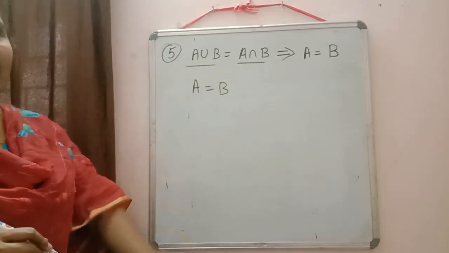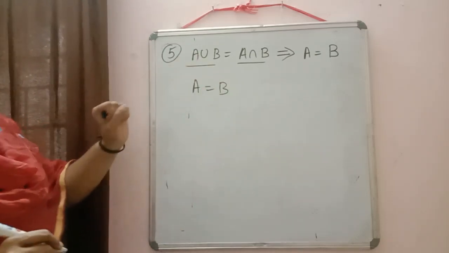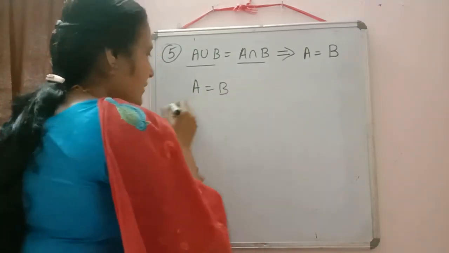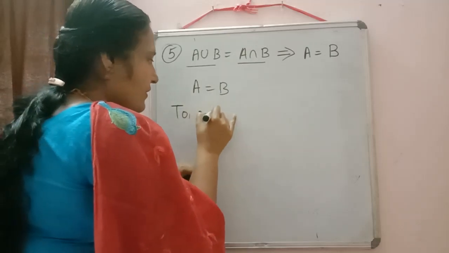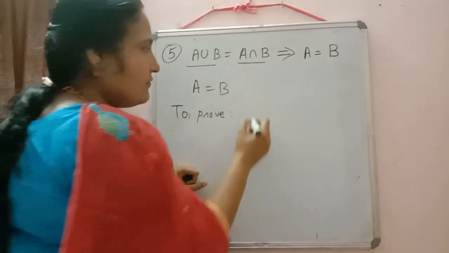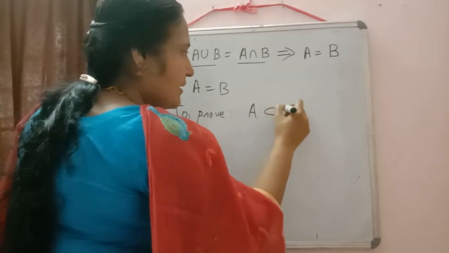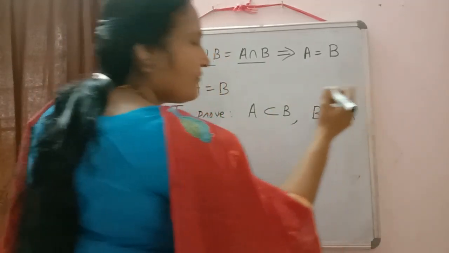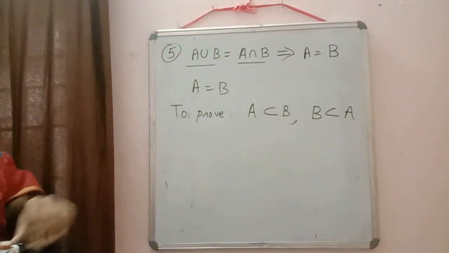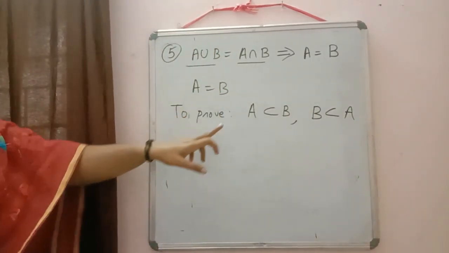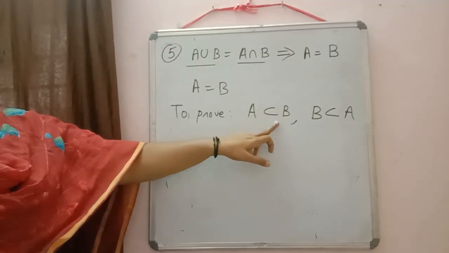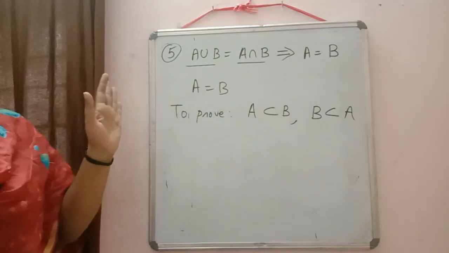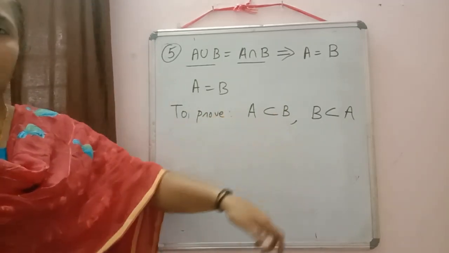So equality of sets, how we are proving? To prove A is equal to B, what we will do? We will prove, just write down, this is for reference only. We have to prove A is a subset of B, and then we will prove B is a subset of A also. To prove 2 sets are equal, what we will prove? One set is a subset of the second one, and the second one is a subset of the first one. So this one we have to prove.